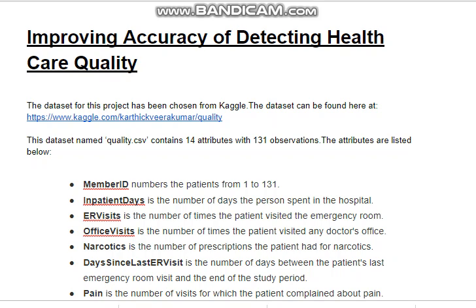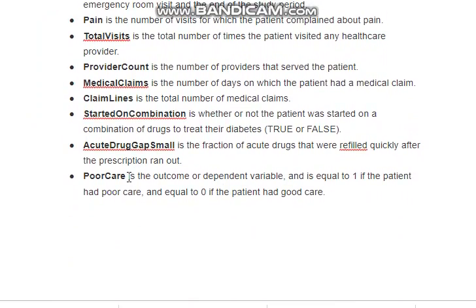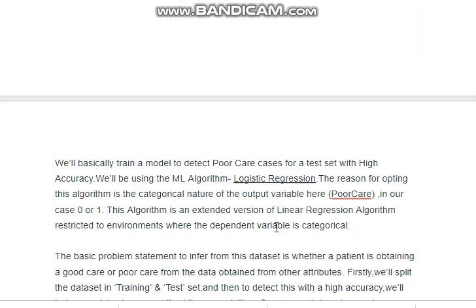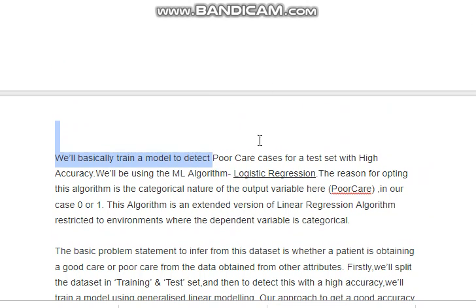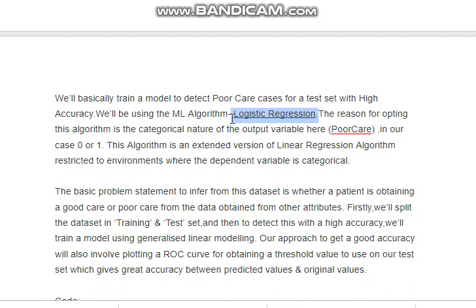Our project is on ML classification for a dataset about improving accuracy of detecting healthcare quality. This dataset contains 131 observations and 14 attributes, with member ID, inpatient days, ER visit, etc., up to poor care. Poor care is the outcome or dependent variable and equals 1 or 0, depending on whether the patient had poor care or good care. In our model, we train to detect poor care cases for the test set with high accuracy, using the logistic regression algorithm.